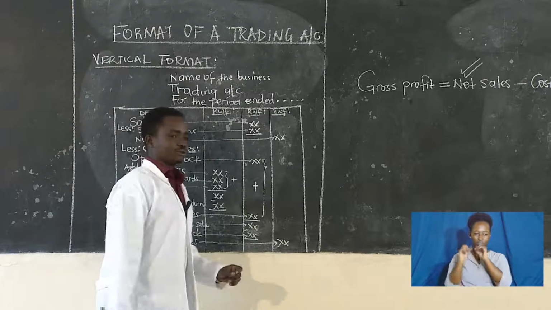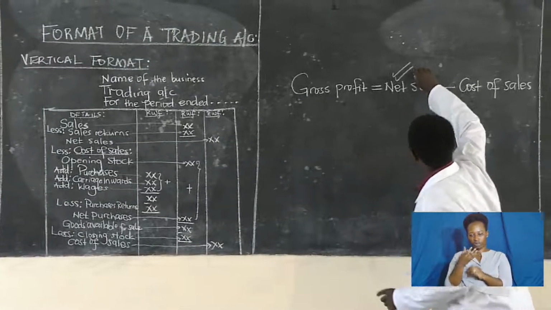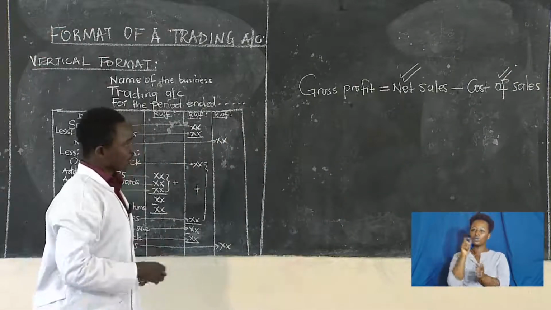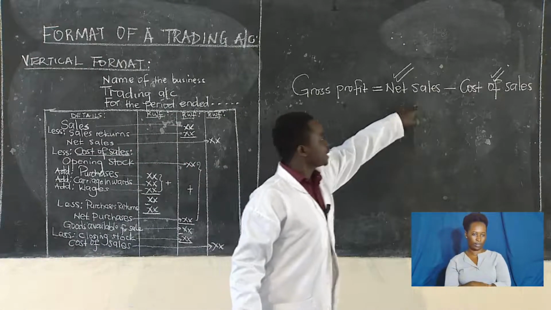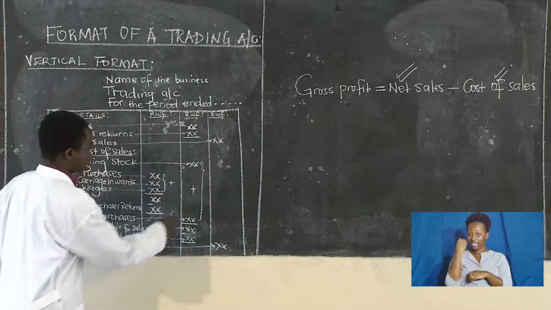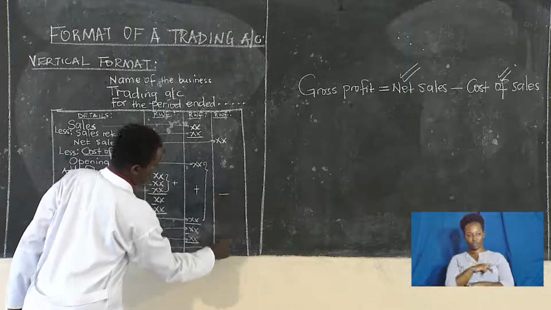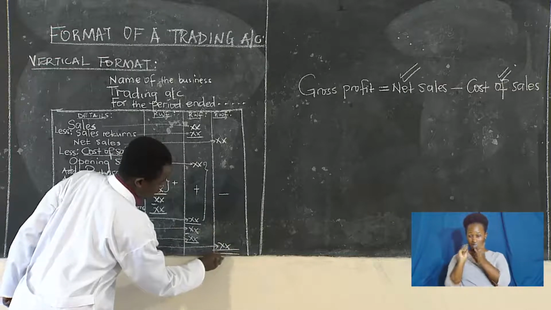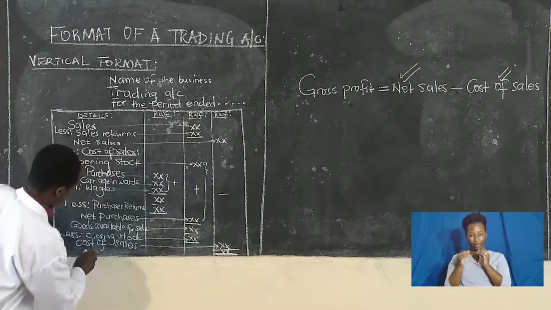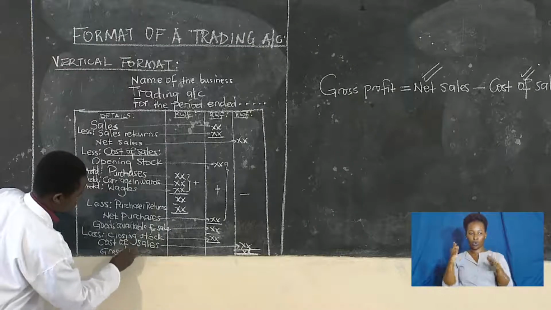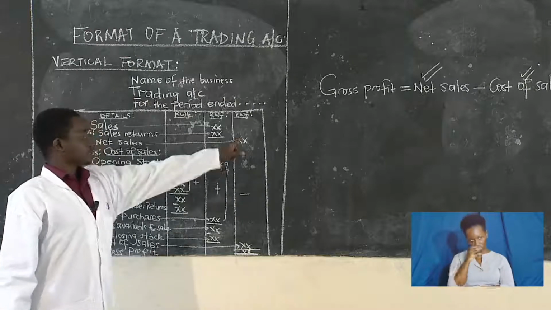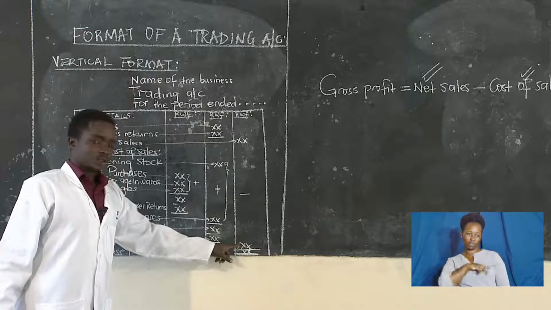Now we can compare our two figures. We have net sales, we have cost of sales. The two are available. So what do you do now? Compare the two. Are my net sales greater than cost of sales? If that's the case, then you get gross profit. So net sales minus cost of sales, you will get a figure here, and that figure is called gross profit, which I've been looking for. Gross profit is equal to net sales minus cost of sales. So this is our figure.